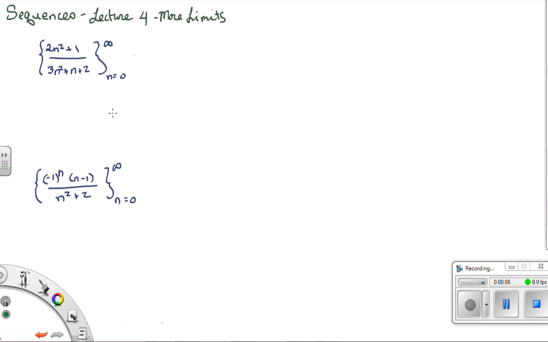What I wanted to do is, I'm on sequences, excuse me. I wanted to evaluate a couple of limits of sequences here. Notice I've got two sequences given, and I want to find the limit as n goes to infinity of each of these sequences, and determine if they converge or not. So let's look at this first one.